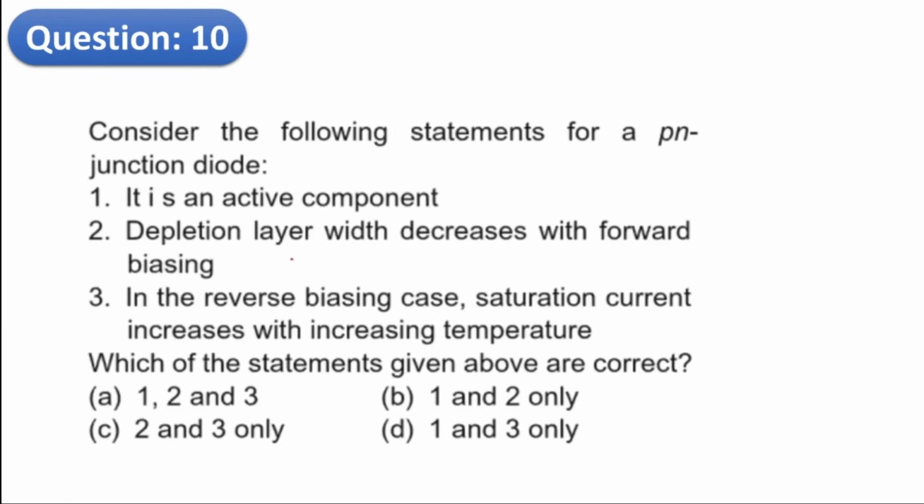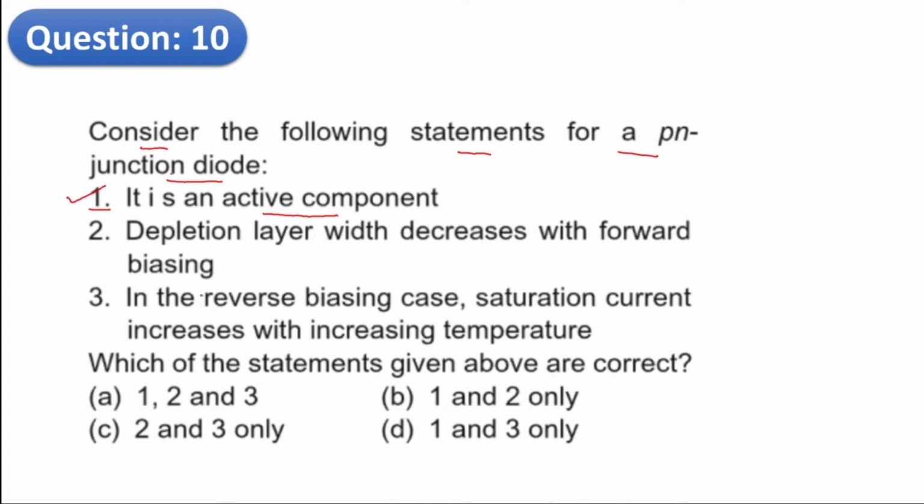Okay, now question number 10. There are three statements. Consider the following statements for a PN junction diode. Statement number 1: it is an active component. This is absolutely correct, it is an active component. Resistor, capacitor and diode are passive components, whereas the PN junction diode is an active component. So statement 1 is correct.